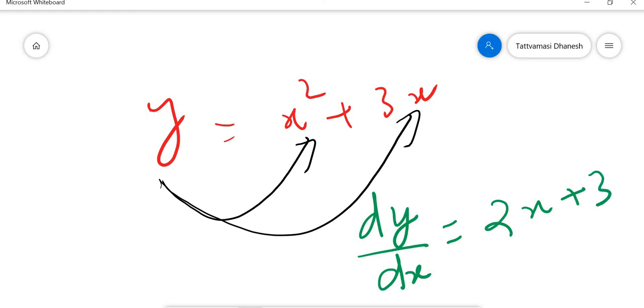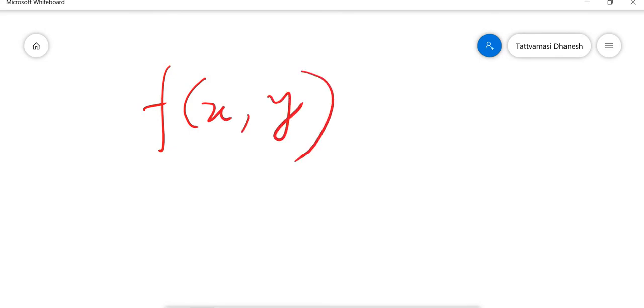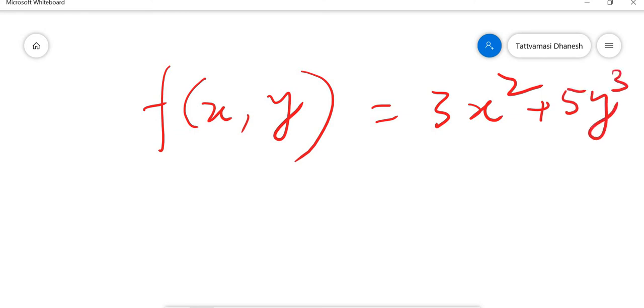The formula we are using is that the derivative of x raised to n is n x raised to n minus 1. But consider another case. I have an equation like this: f of x comma y is 3x square plus 5y cubed. This function depends on two variables, x and y.